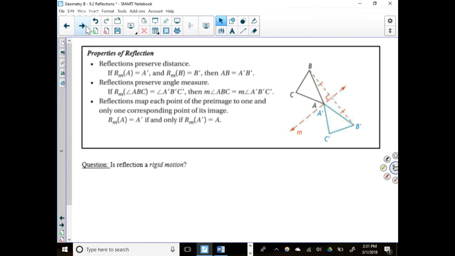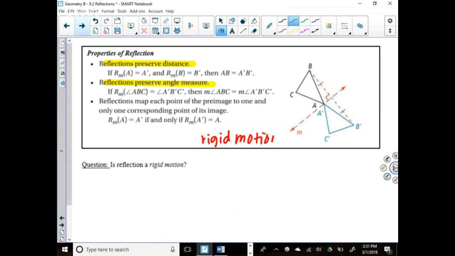Oh, I just asked this question already, but reflections preserve distance. They preserve angle measure. So if you want to write it again, but this is basically saying rigid motion, which we had just already talked about. So this is yes. Reflection is in fact rigid motion.